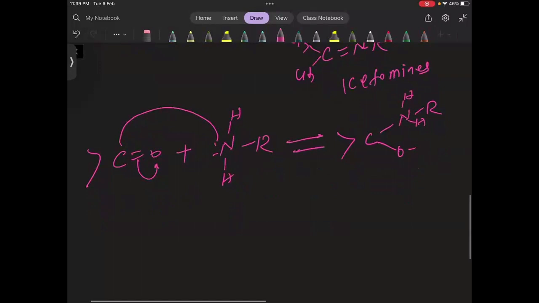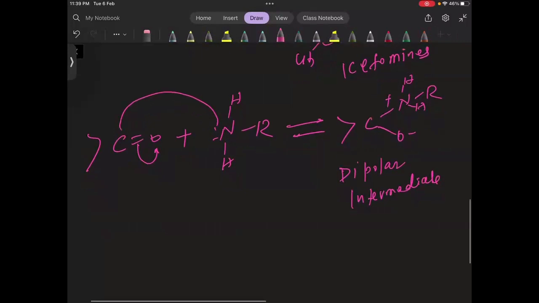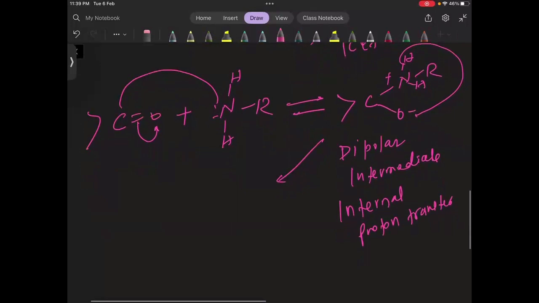Now what happened? This compound is going to be a dipolar intermediate. This is dipolar because here is a positive charge and a negative charge. So the dipolar intermediate is formed. Students, in this dipolar intermediate, an internal proton transfer will happen, and this hydrogen comes here. This is called internal proton transfer.